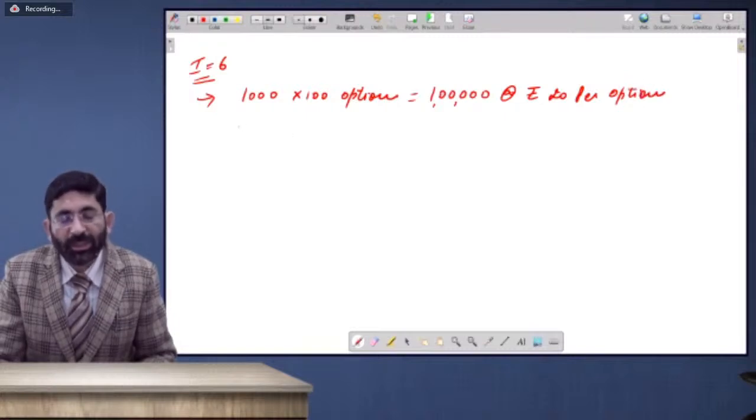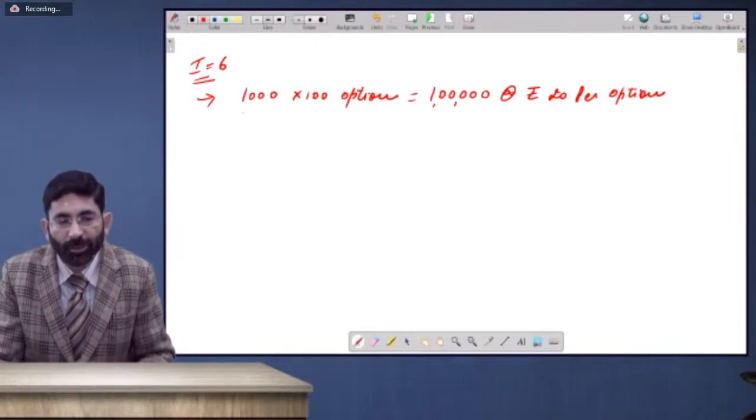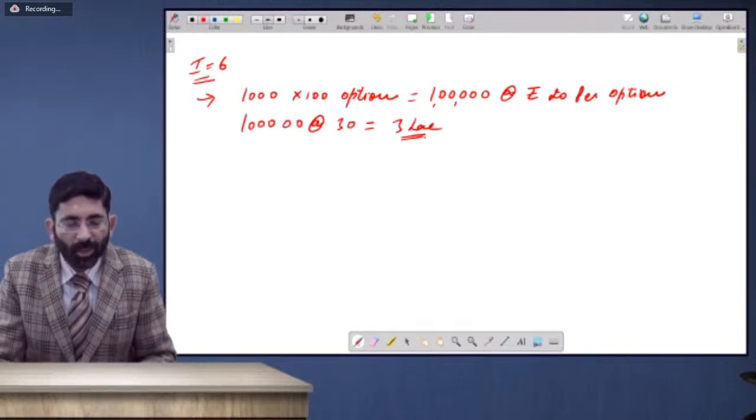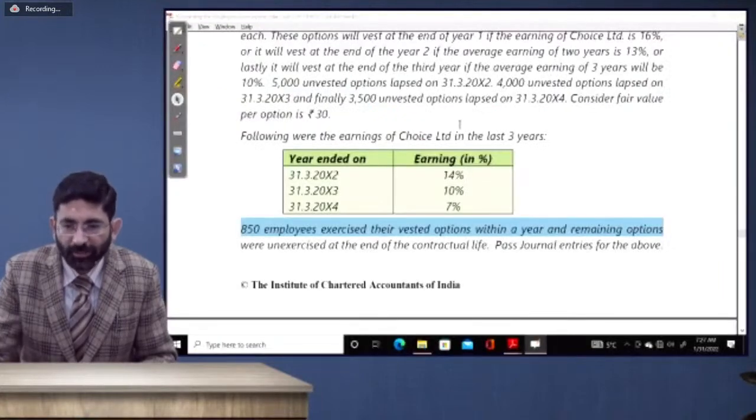Now, when this offer is given to the employees, at that time, due to issue of these 1 lakh shares, the company will have to suffer a loss of rupees 3 lakh. Now, how much is the vesting period?